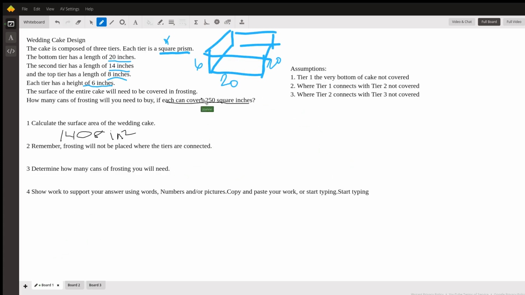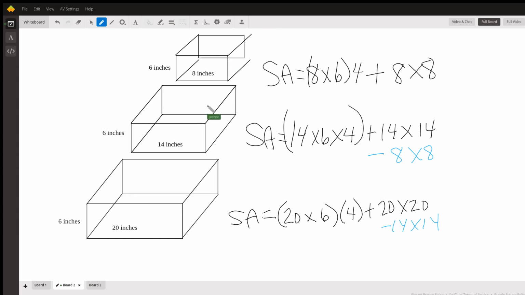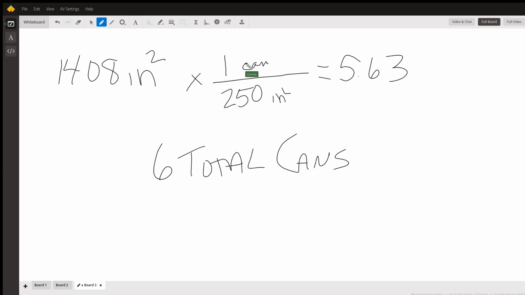So recapping, we had 3 tiers together here. The very bottom wasn't covered. Part of the top wasn't covered. The very bottom of this one wasn't covered. Part of the top wasn't covered. The very bottom of this one wasn't covered. All of the top was covered. So that is all of these surface areas added together. And then we multiplied by the rate. It's 1 can per 250 inches squared. Our inches went away. We are left with cans. And that is the answer to the problem.